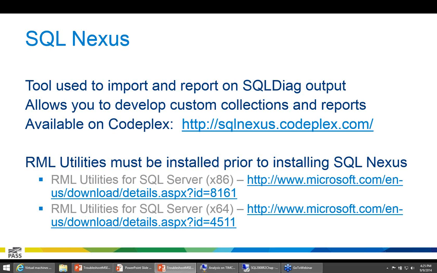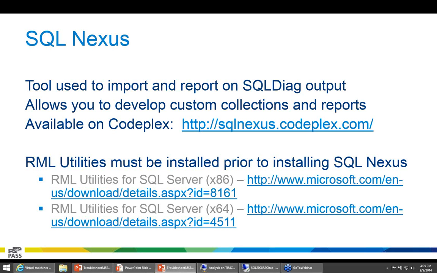Okay, so you need to go out and download RML utilities, install it on your laptop or wherever you plan to run this from, and then install SQL Nexus. Here are a couple of the reports. These are the older reports from the previous version of SQL Nexus. A lot of these are already there, but it gives you a nice graph of bottleneck or rate analysis. It gives you a nice graph of CPU, and a number of other different reports, and I think they've added a couple of reports recently as well.